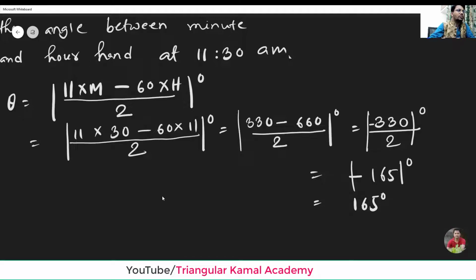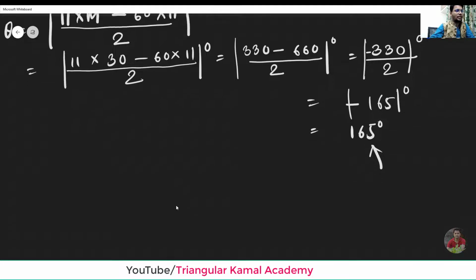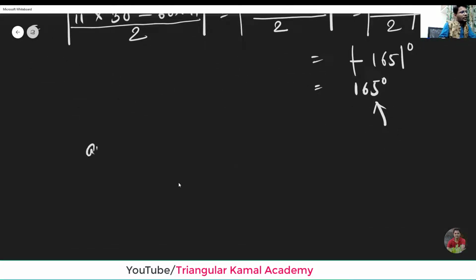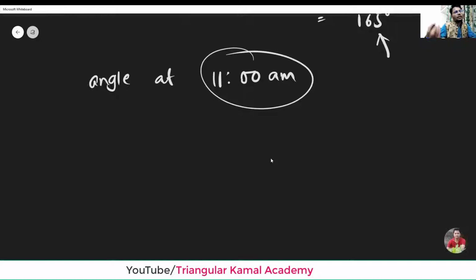There is a limitation of this formula. When the angle will be reflex angle, that means in terms of the angle is greater than 180 degree, then we have to subtract this angle from 360 degree like this. Angle at 11:00 a.m. in between minute hand and hour hand. So now we find angle in between minute hand and hour hand at 11 a.m.